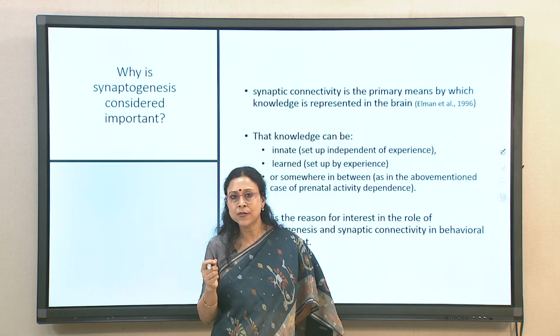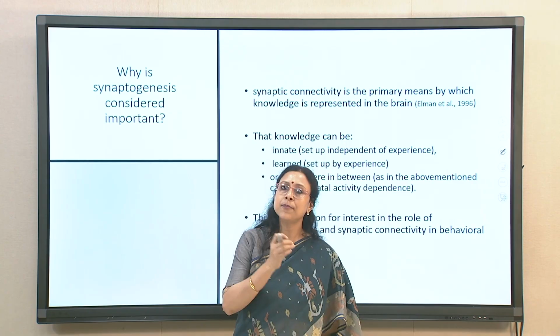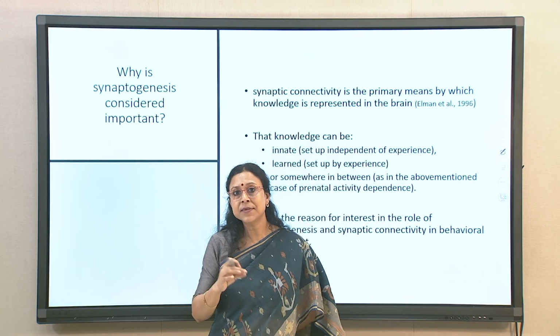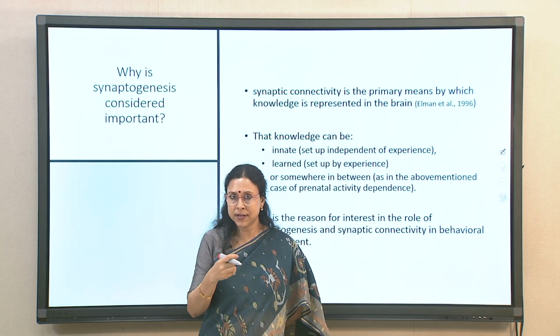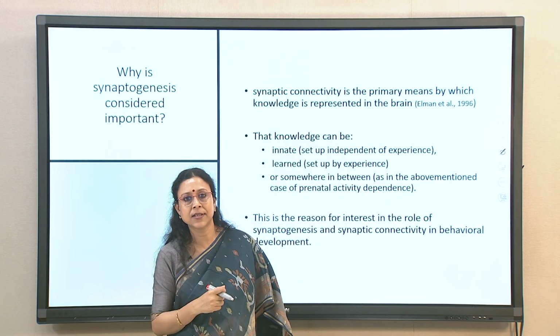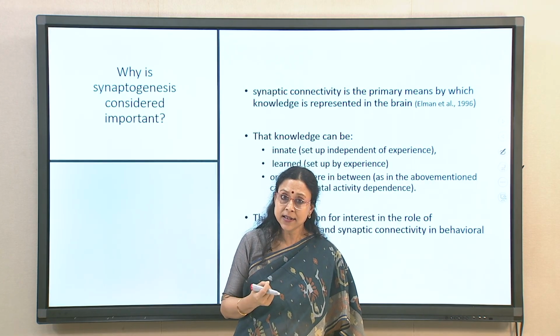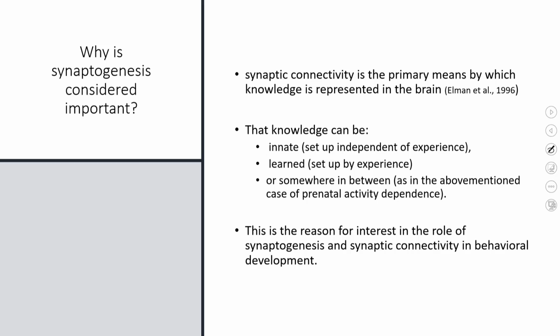So, this knowledge is neurally represented in terms of the synapses that are created, the connections that are made. This is what we mean when we say that knowledge is represented in the brain in terms of the synapses. This knowledge can be innate, set up independent of experiences; it can be learned, set up by experiences; or somewhere in between, as in the above mentioned case of prenatal activity dependence, which we have seen before.